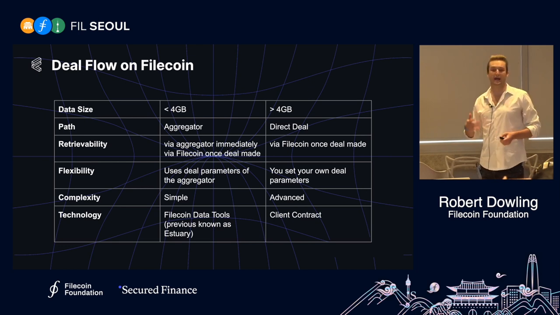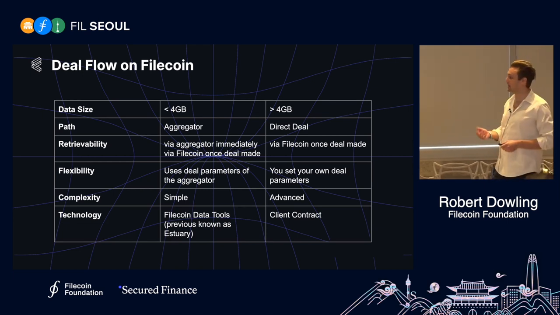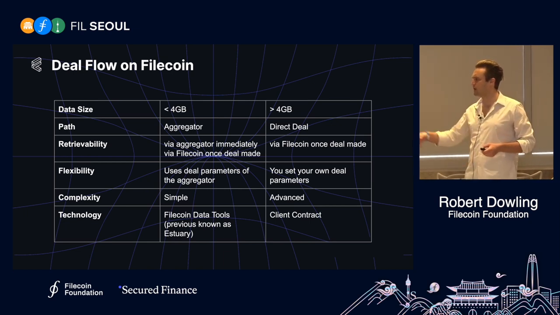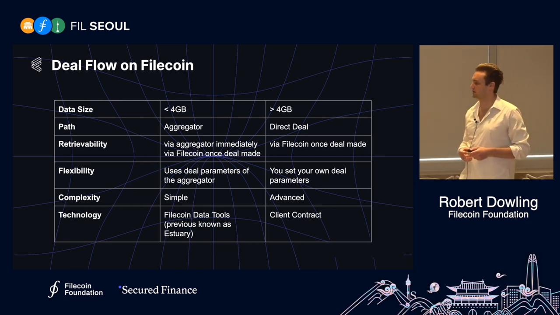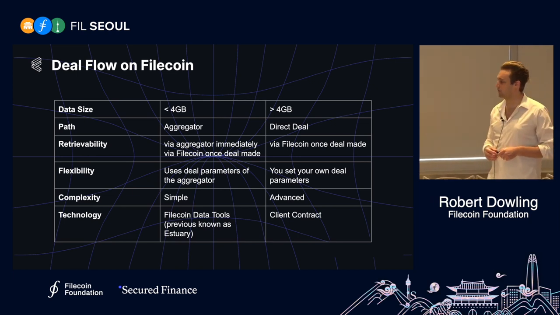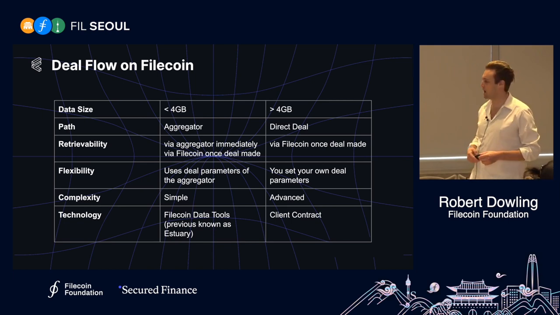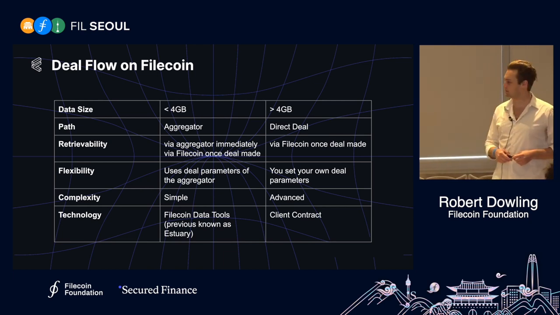On retrievability, if you're using an aggregator, you can actually retrieve that data from the aggregator even before it hits the Filecoin blockchain. With 4 gigabyte direct deal making, you need to wait for it to hit the Filecoin blockchain. On flexibility, unfortunately, the deal parameters for aggregators are limited by what the aggregator can handle. But with direct deal making, you can set your own deal parameters.